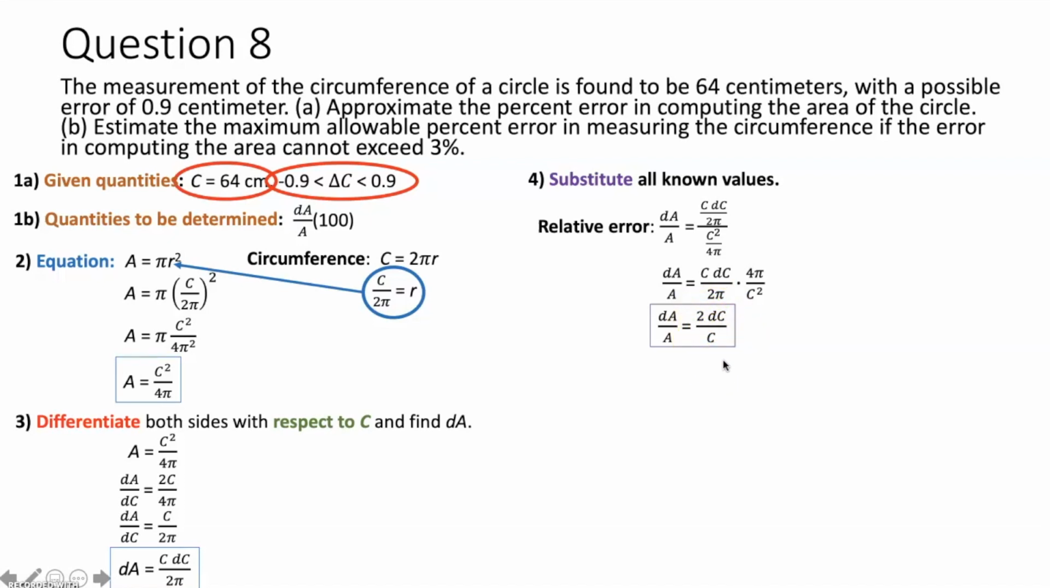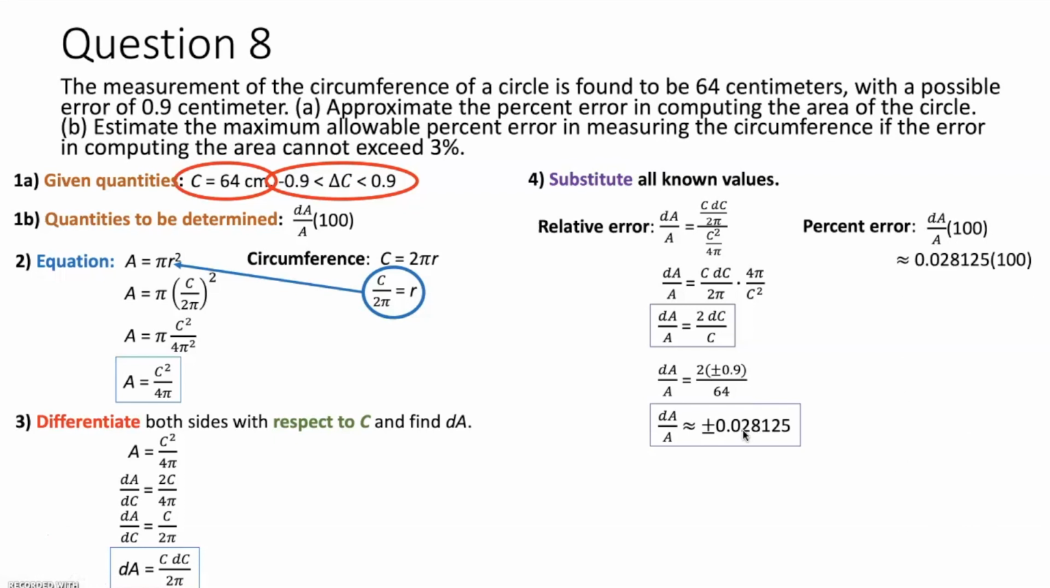Now, how in the world does that help us? Well, it's because I already know what c and dc are. dc is going to be plus or minus 0.9. c is equal to 64. So I can plug in each of those values, simplify, and I get that dA over A is approximately equal to plus or minus 0.028125. Now, that's dA over A. That's the relative error. I'm trying to find the percent error, so I need to multiply that by 100. My percent error in computing the area of the circle is approximately equal to 2.812%.